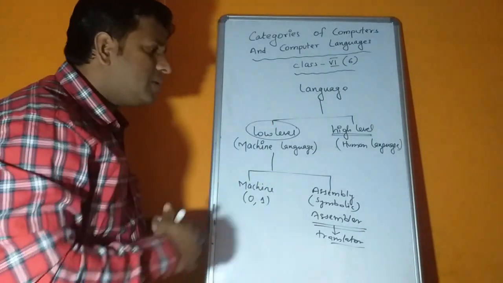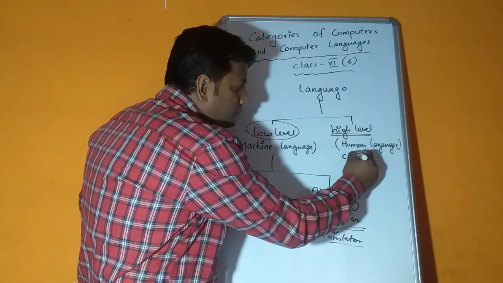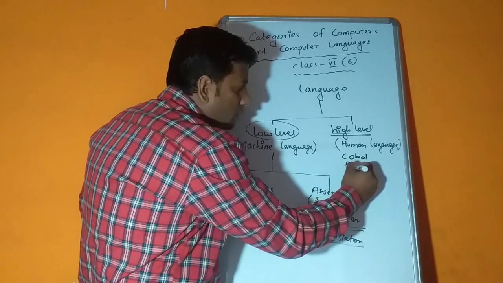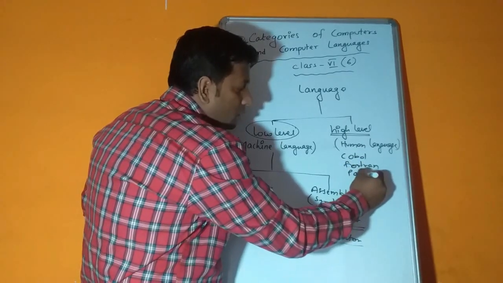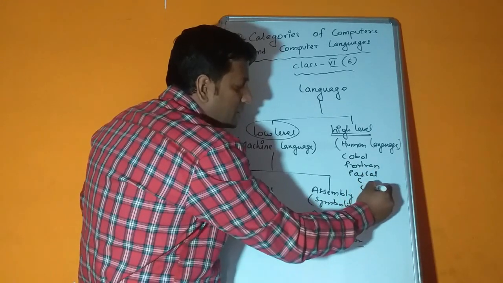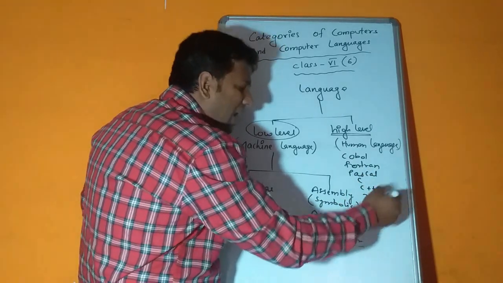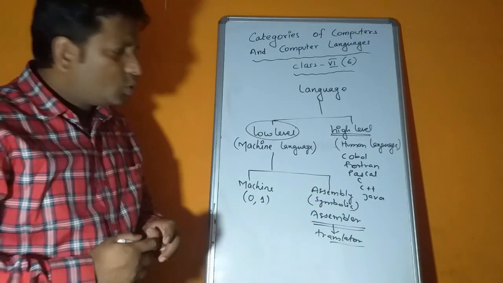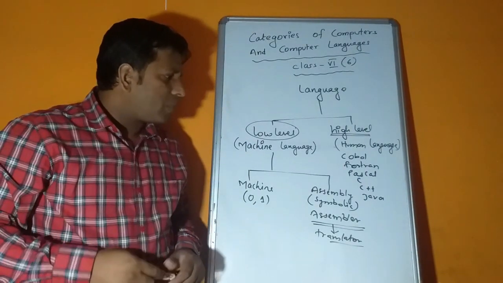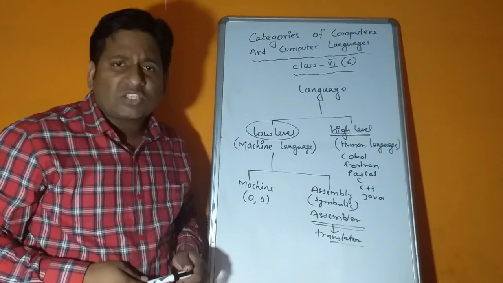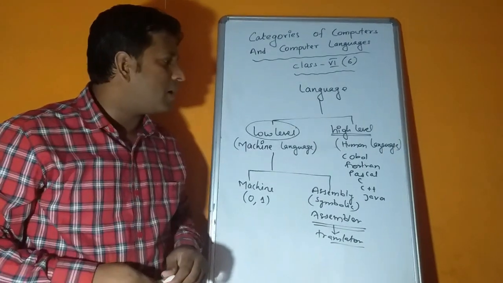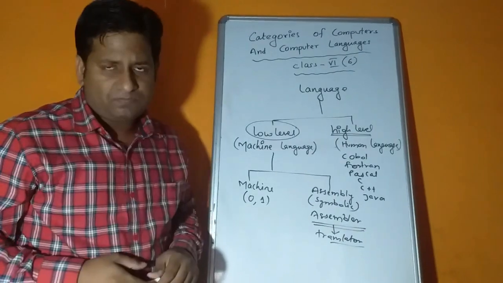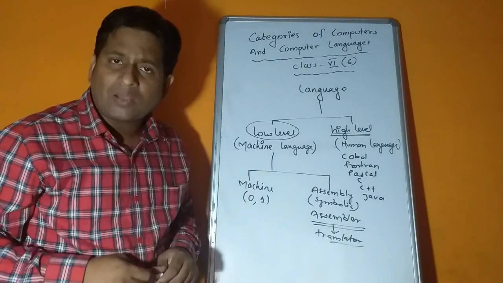Now what are the examples of this? There are so many examples. We have like COBOL, Fortran, okay, Pascal, C, C++, Java, and many more are there. So in fact, the newest, or you can say the latest programming language is Java, and this language is also written by human language. That means high level language, part of high level language.